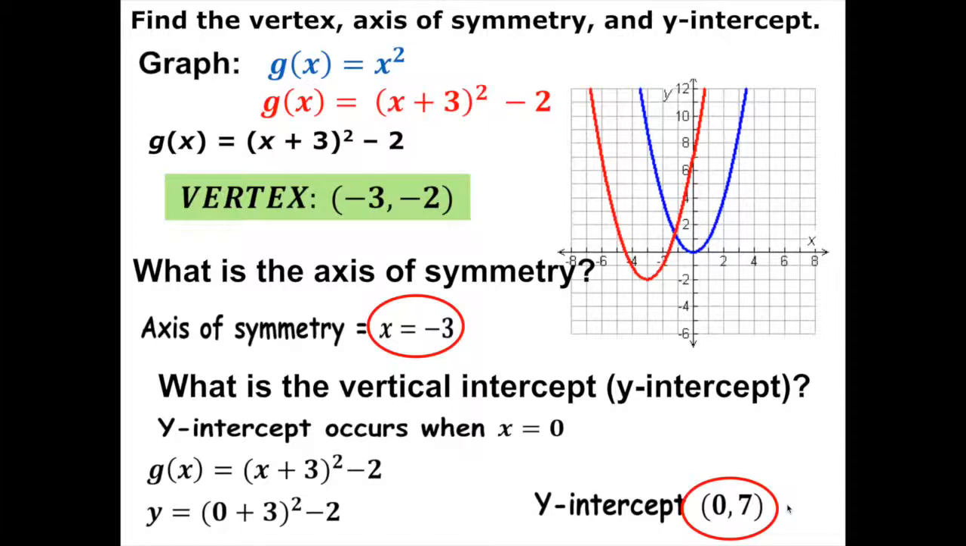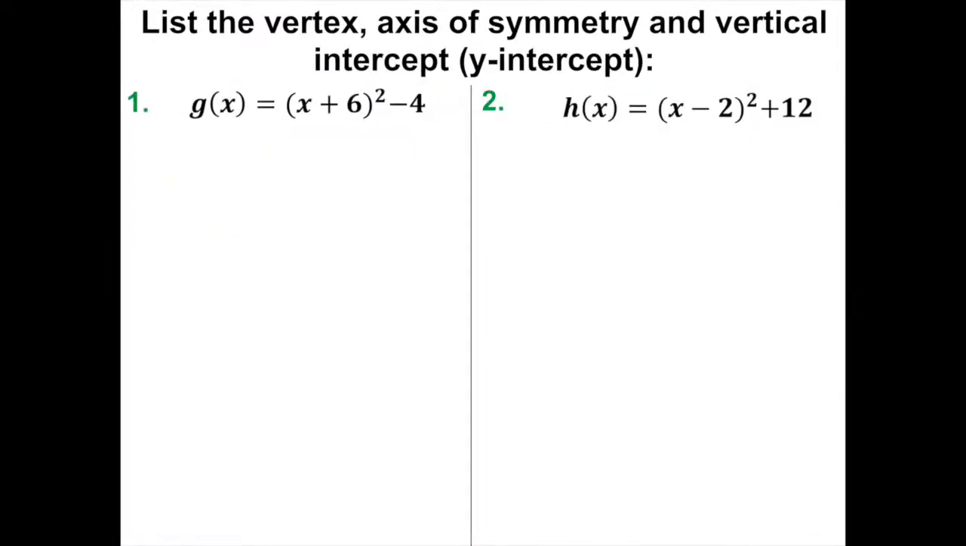Okay, so now let's get some more practice on that. Here are two. I want you to identify the vertex, the axis of symmetry, and the vertical intercept. So go ahead and try that now. Push pause, and when you're ready, come on back and push play.